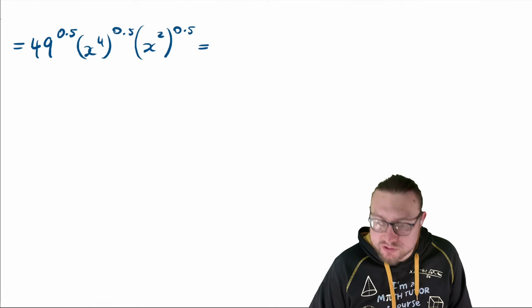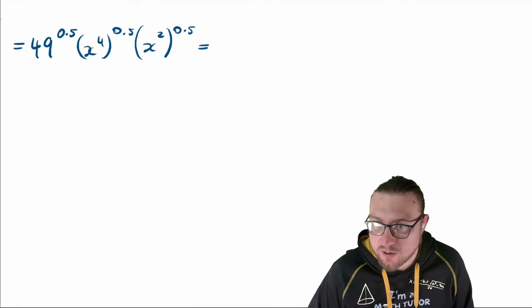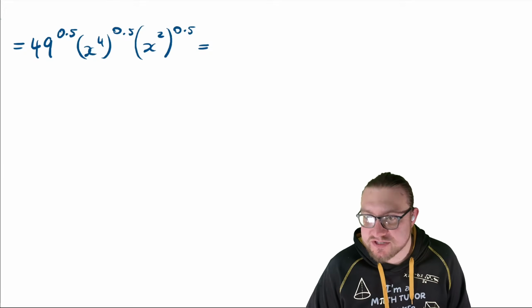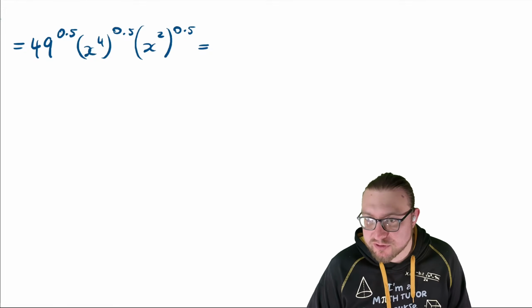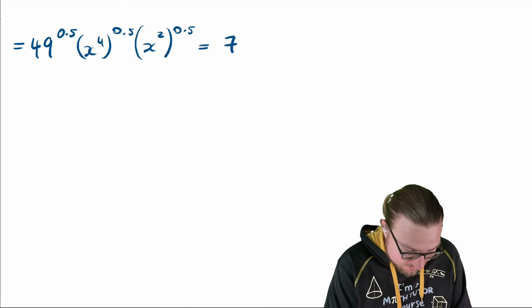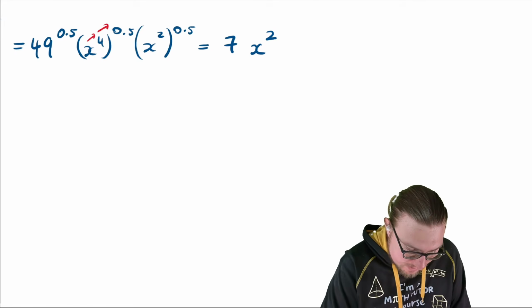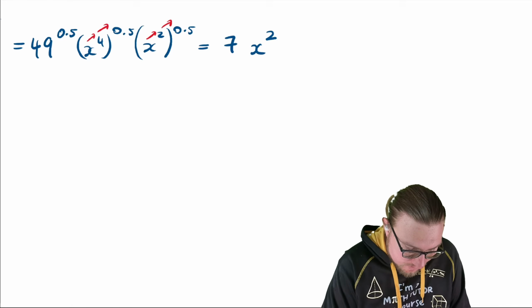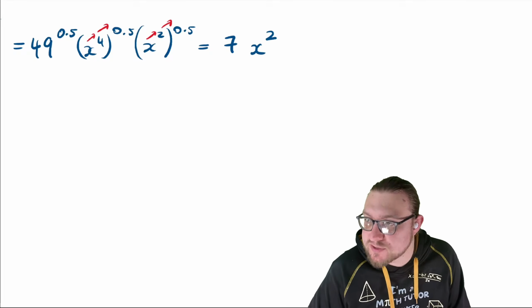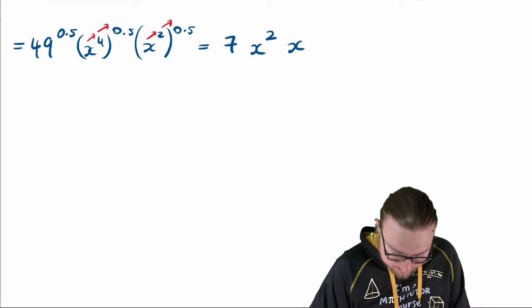Now what's the next step here? Well, all we got to do is find the 0.5 power of 49 to the power of 0.5. It's a square root of 49, so that's 7. And then again, we have here power to a power. You should know by now that that is multiplying. 4 times 0.5 is 2. And the same rule applies for the next one. Power to a power. So we're going to have 2 times 0.5, which is 1. So we just have x by itself.